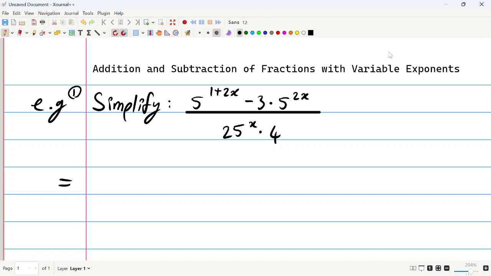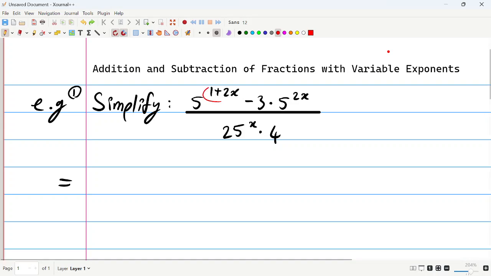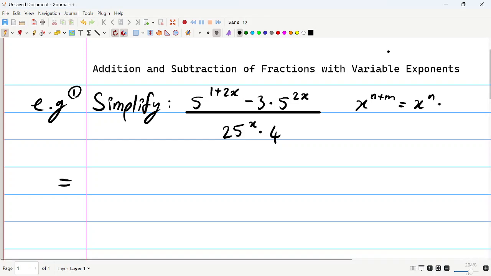Okay, so here are the steps that I will give you in order to simplify these types of questions. All we need to notice is that there is not much we can really do about this. But we remember our laws of addition and subtraction within exponents. So remember that x to the power of n plus m is the same as x to the power of n multiplied by x to the power of m, right? So let's just do that.